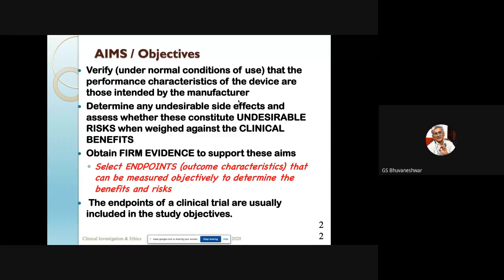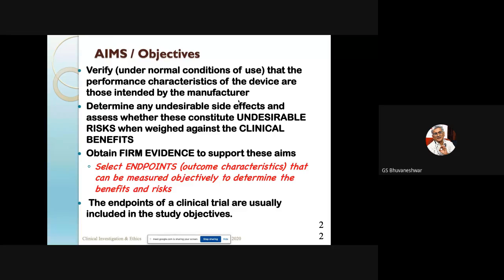Determine any undesirable side effects and assess whether these constitute undesirable risks when weighed against the clinical benefits. So if your risks are high, you need to control them. If the risks are acceptable compared to the benefits, then you can justify your study. And then you have to ensure that you obtain firm evidence to support these aims.